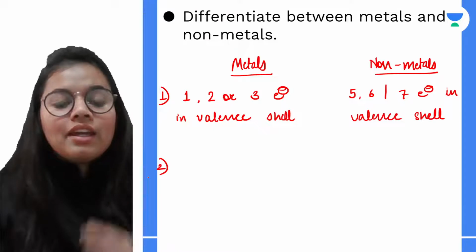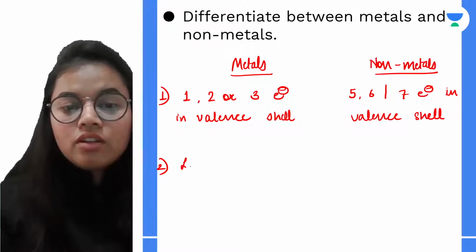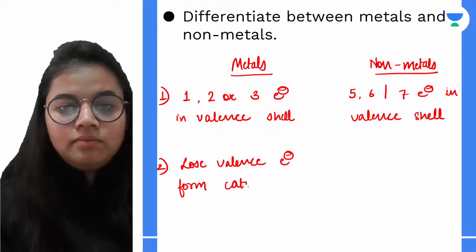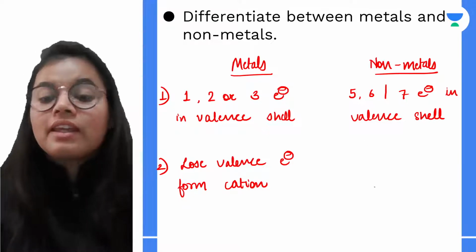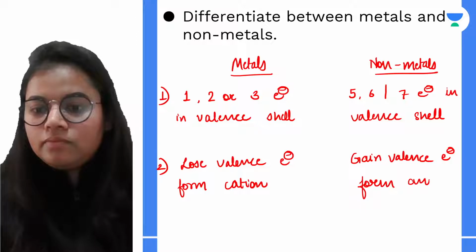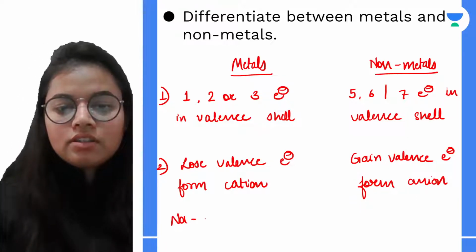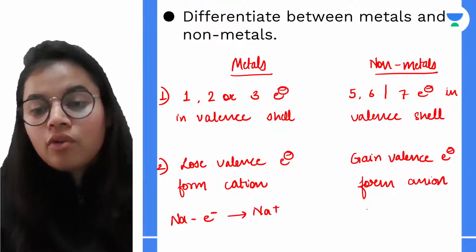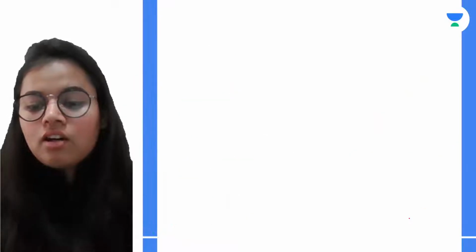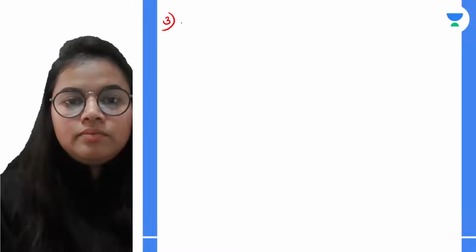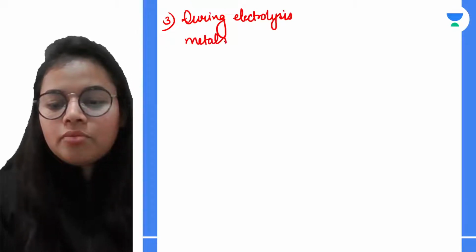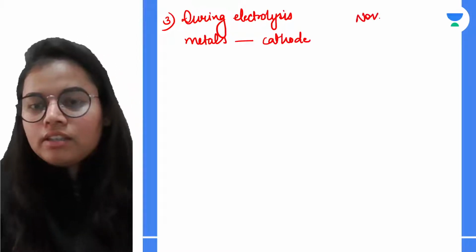In the case of metals, they readily lose the valence electron, and since they are losing, they form cations. Non-metals gain the valence electron readily, so they form anions. For example, sodium gives its 1 electron to form a cation, while fluorine gains 1 electron to form an anion. In electrolysis, metals are always obtained at the cathode and non-metals at the anode.